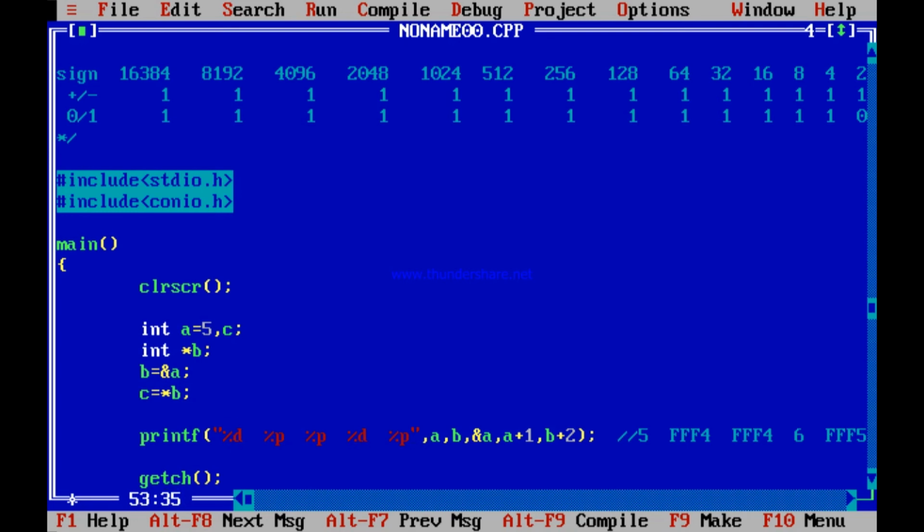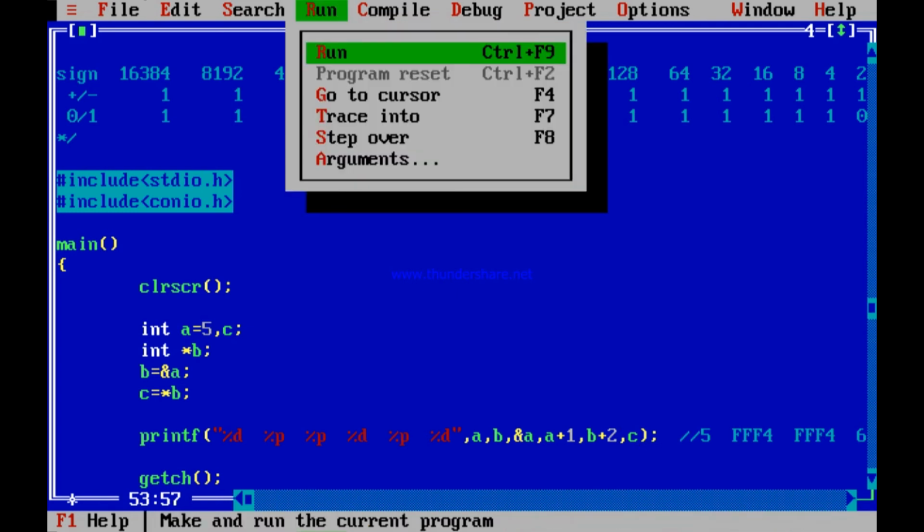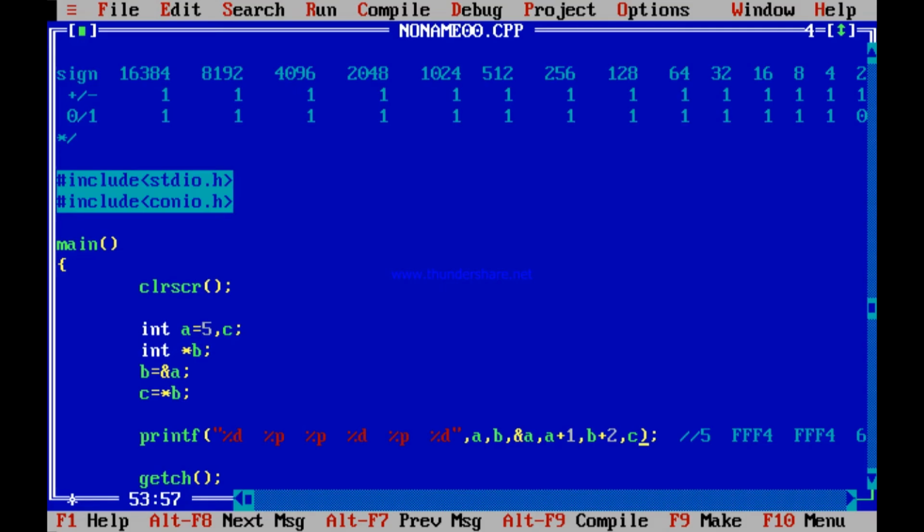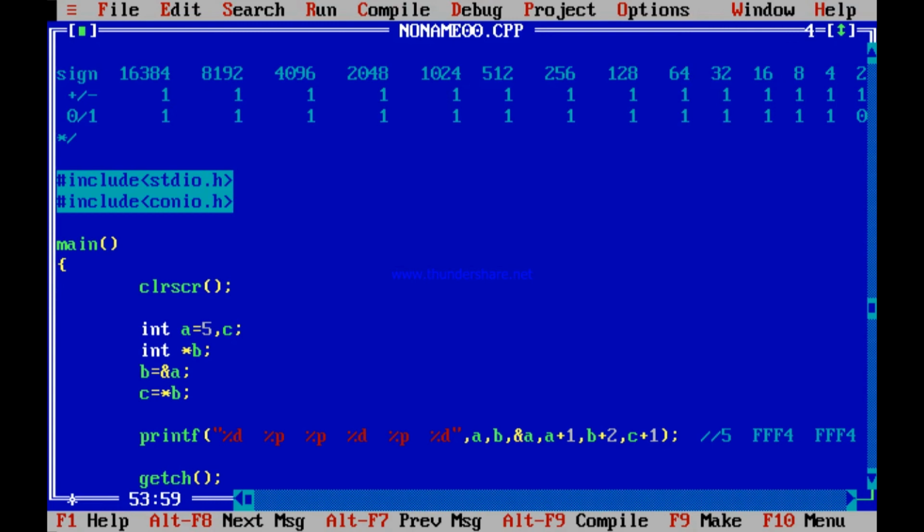You can check out over here. Say suppose over here you again write percent D, and instead of this you write C. What will it print? It will print 5. See what? Alt R, enter. See, 5. C also contains 5. Now suppose if I print C plus 1, then it will print 6 normally, because A plus 1 and C plus 1 are the same. C after all contains the content of B.